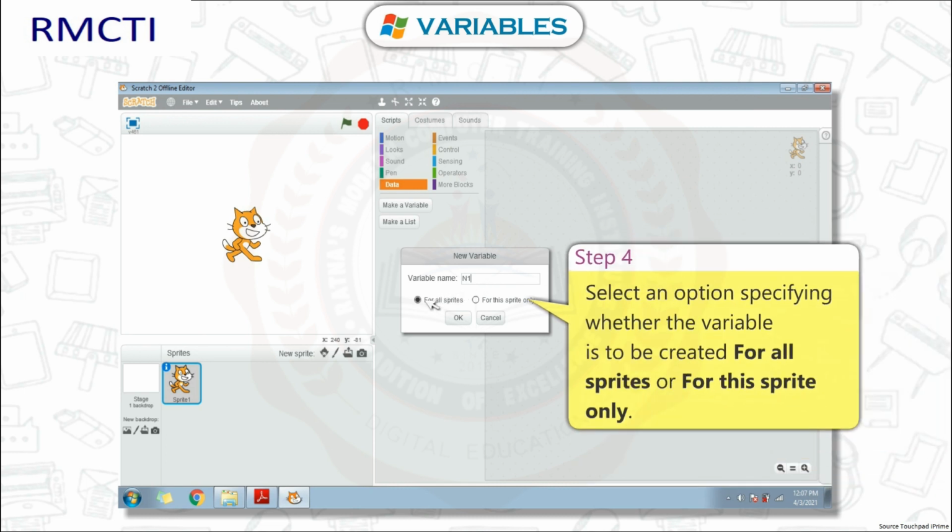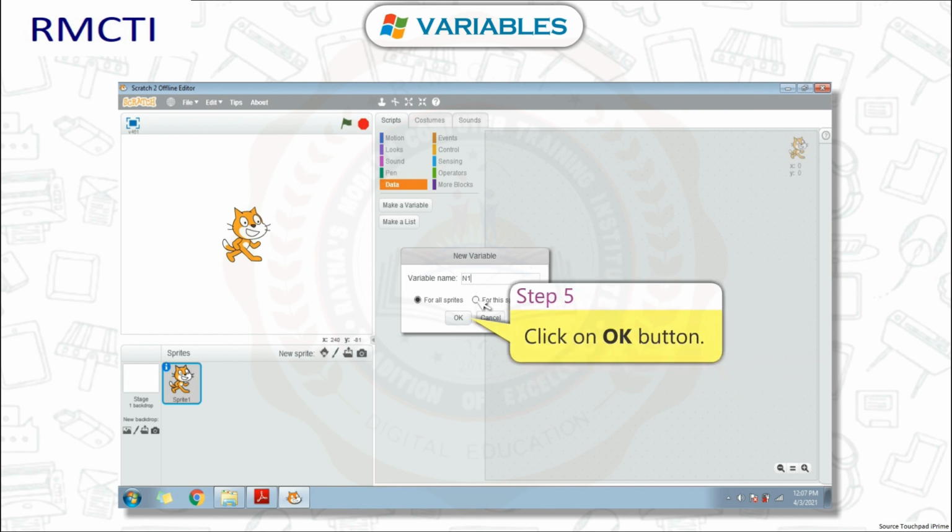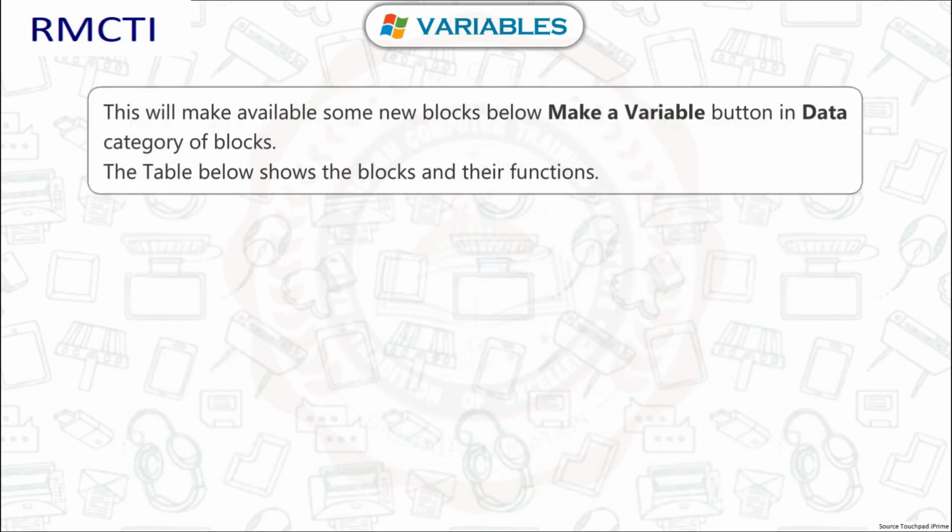option specifying whether the variable is to be created for all sprites or for this sprite only. Step 5. Click on OK button. This will make available some new blocks below Make a Variable button in Data category of blocks. The table below shows the blocks and their functions.